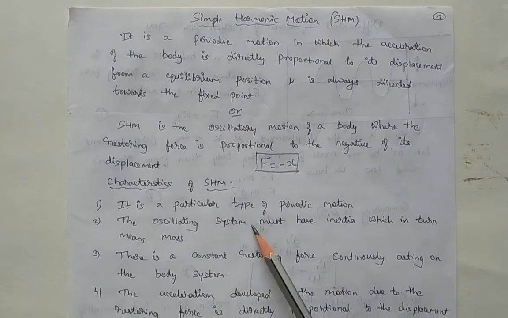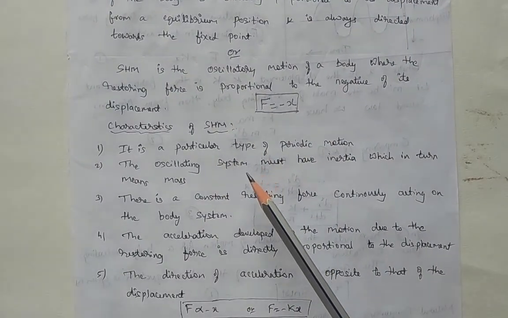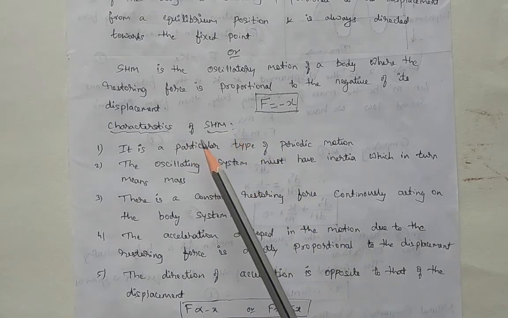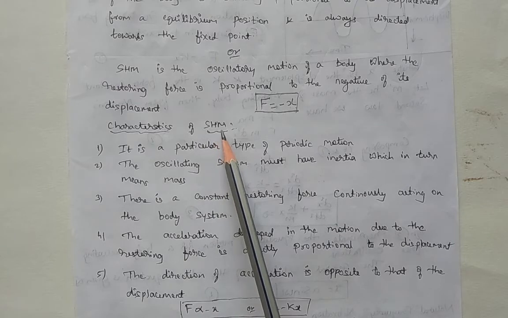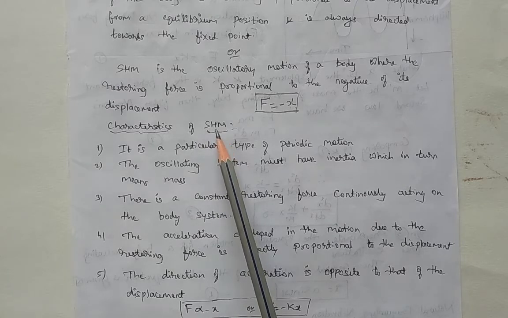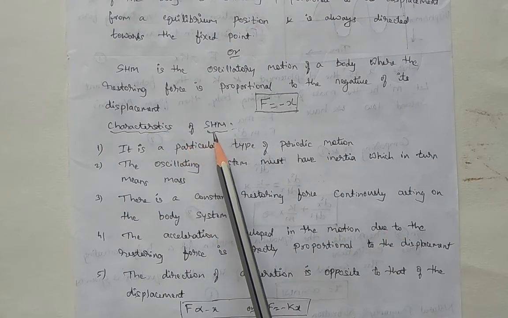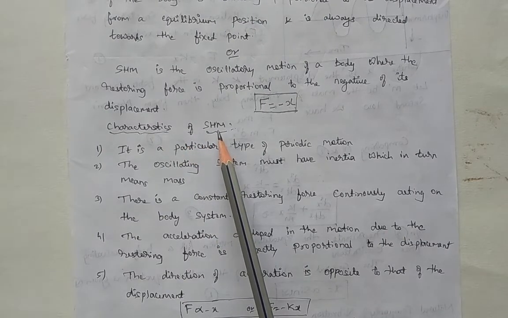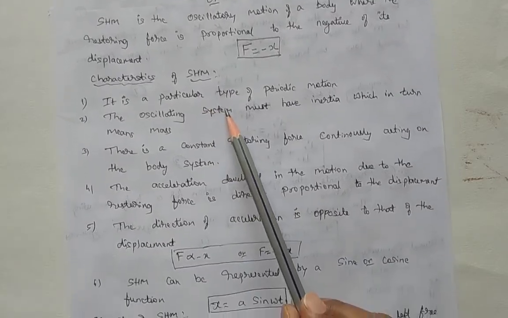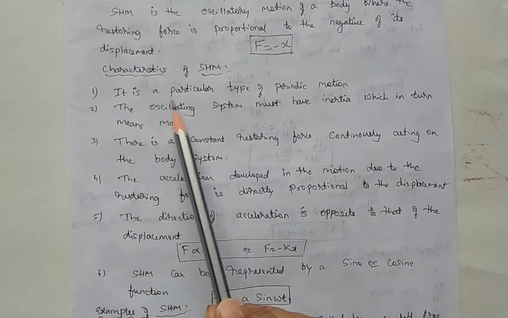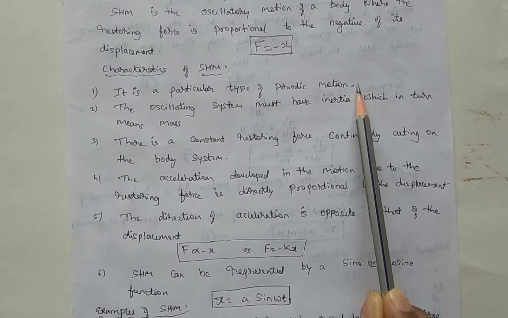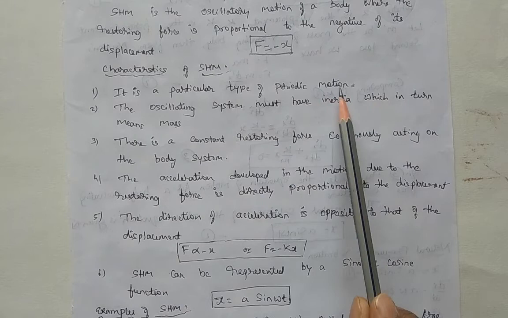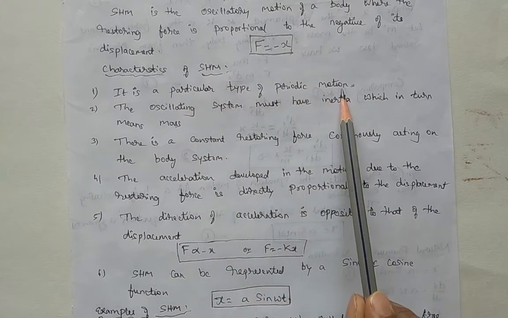Now what are the characteristics of simple harmonic motion? Basically, all oscillations are not supposed to be simple harmonic. So if it has to be simple harmonic, what are the characteristics? The first one is, it is a particular type of periodic motion, which means at a fixed interval of time that motion repeats.